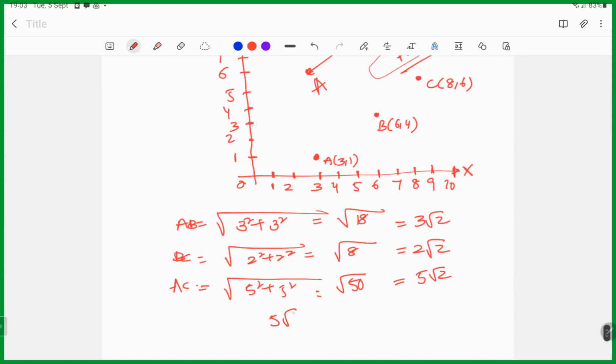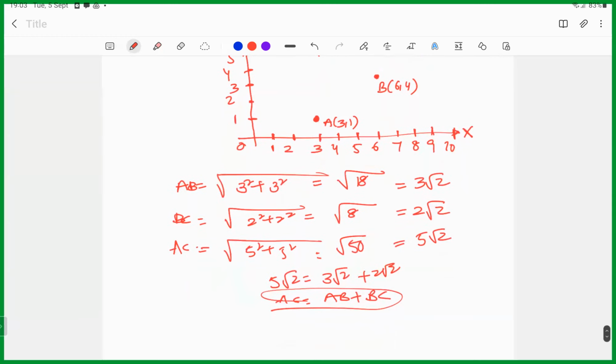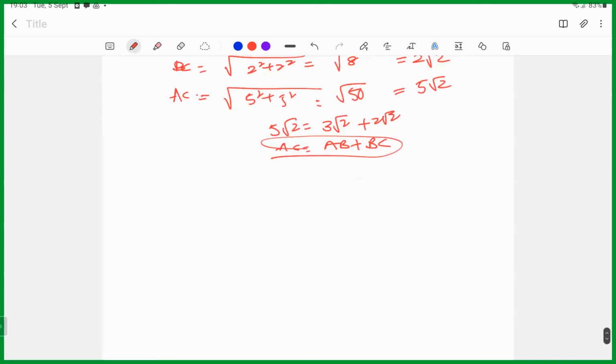So 5 root 2 equal to 3 root 2 plus 2 root 2. So AC equal to AB plus BC. So they lie on a straight line. Therefore, they are situated in a straight line. So this will be applicable only when they are situated in a straight line, AC equal to AB plus BC. Right? Example 4.